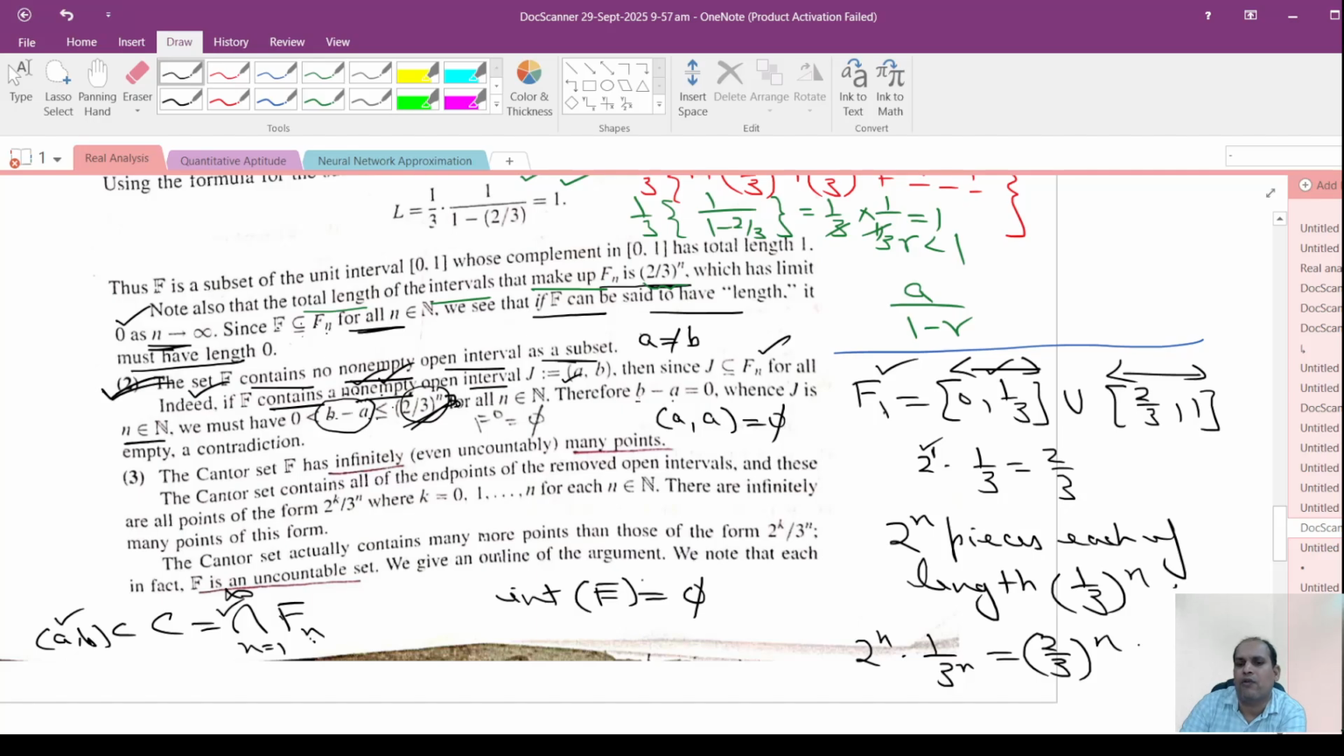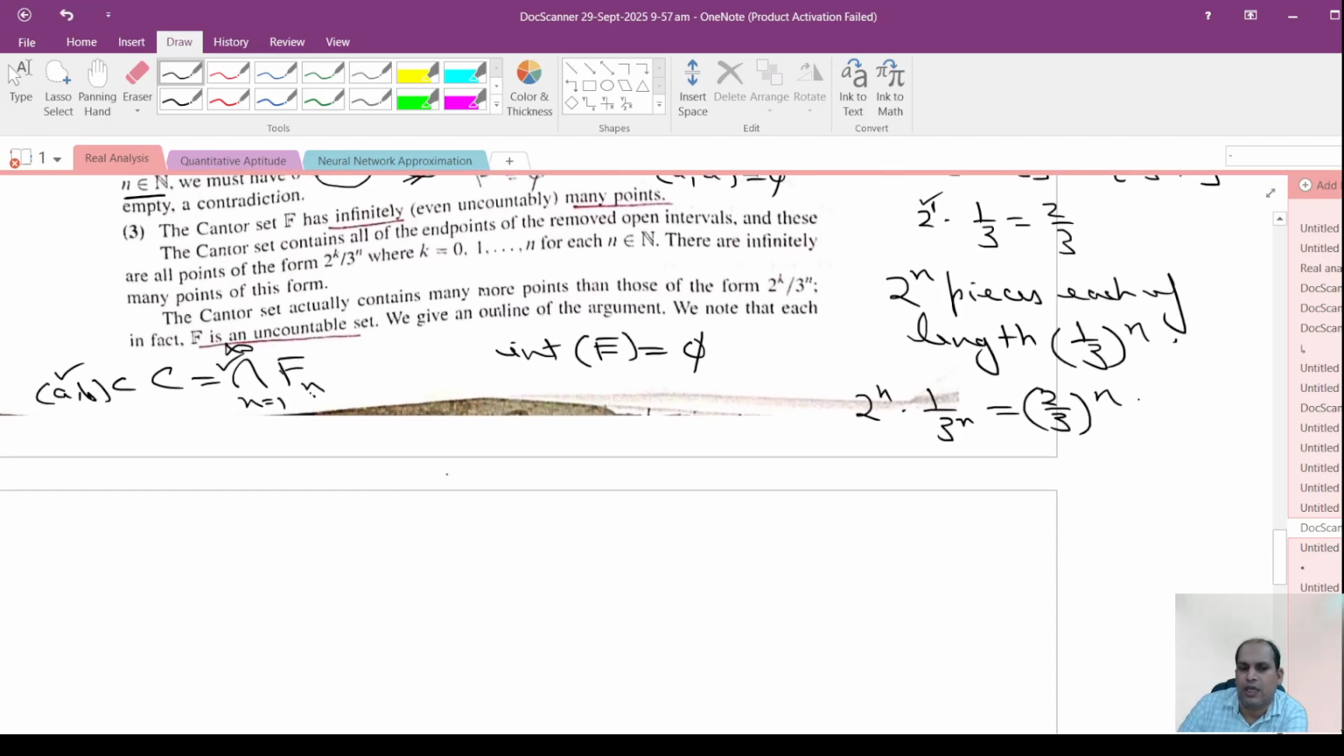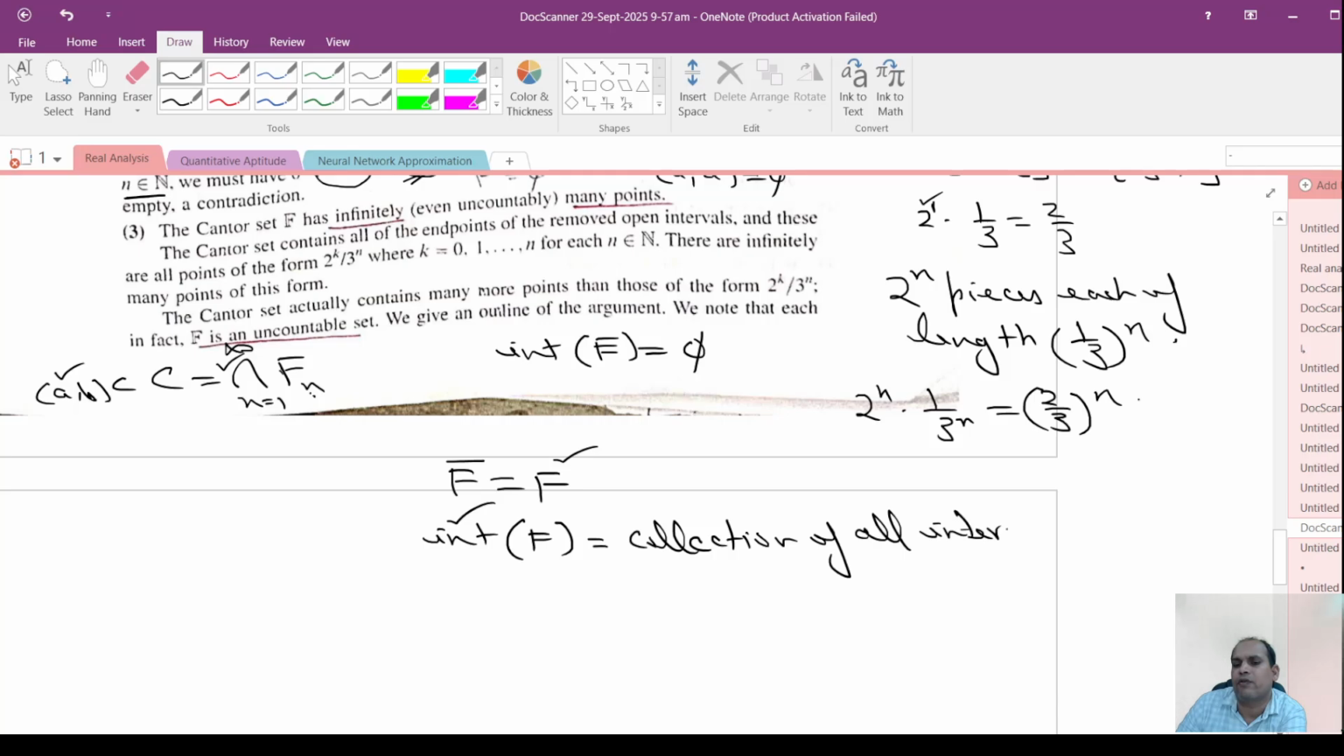How do we find the interior of any set? If we recall, F is a closed set. The Cantor set is closed, being an arbitrary intersection of closed sets. So F closure is equal to F, since the closure of a closed set is the same set. Now, the interior of F, by definition, is the collection of all interior points of the Cantor set.